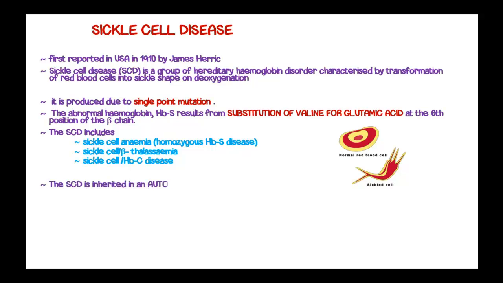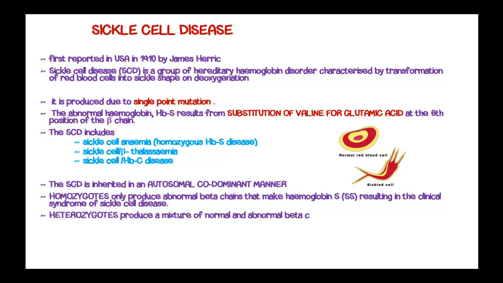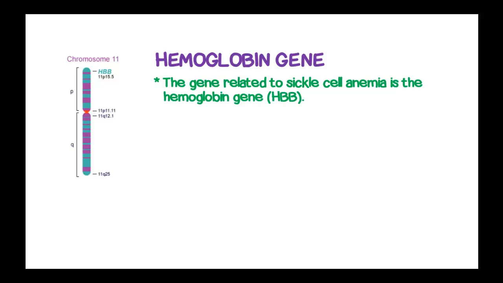Sickle cell disease is inherited in an autosomal codominant manner. Homozygotes only produce abnormal beta chains that make hemoglobin S, resulting in the clinical syndrome of sickle cell disease, whereas heterozygotes produce a mixture of normal and abnormal beta chains that make the normal HbA and HbS, therefore resulting in the clinically asymptomatic state known as sickle cell trait. The gene related to sickle cell anemia is the hemoglobin gene, or HBB.